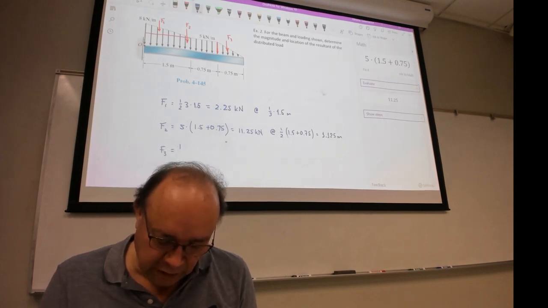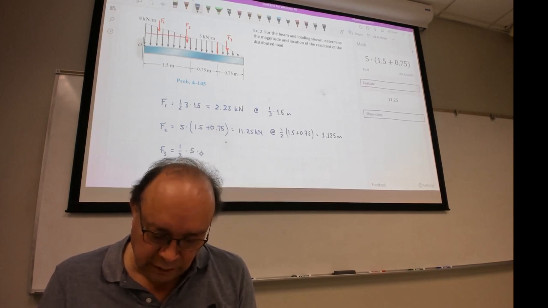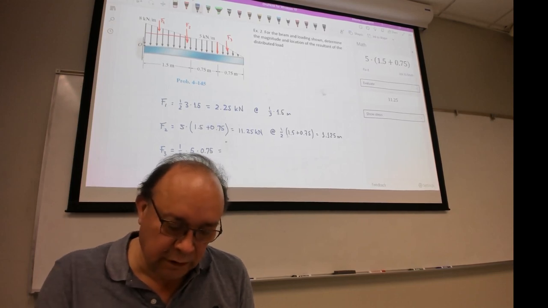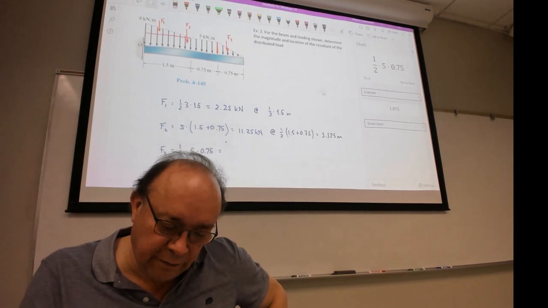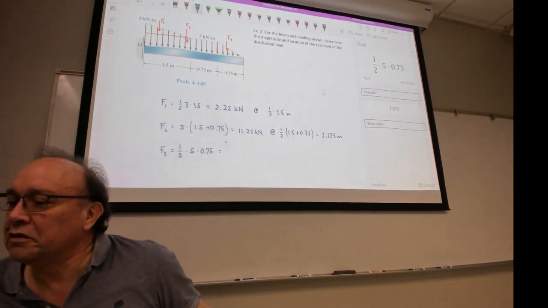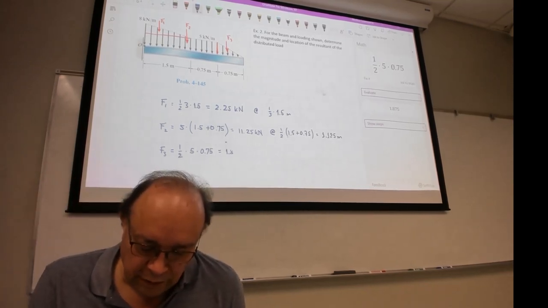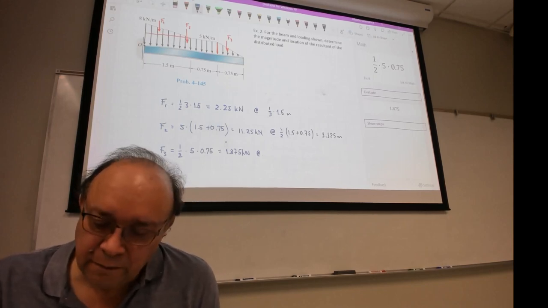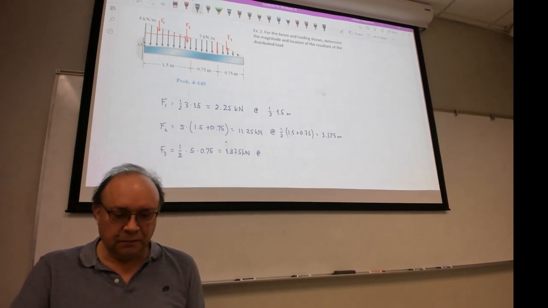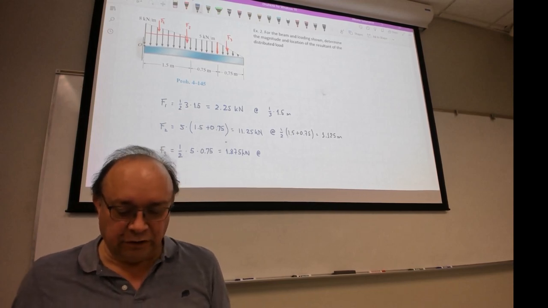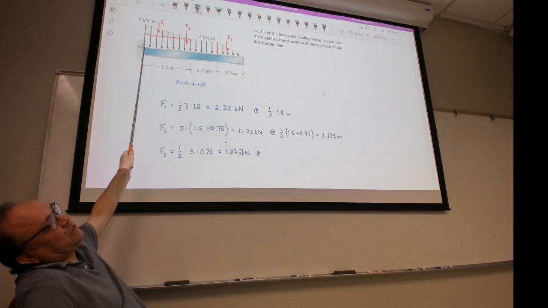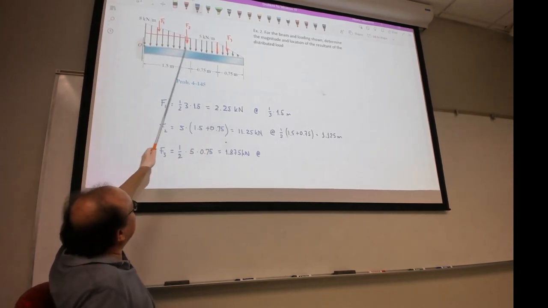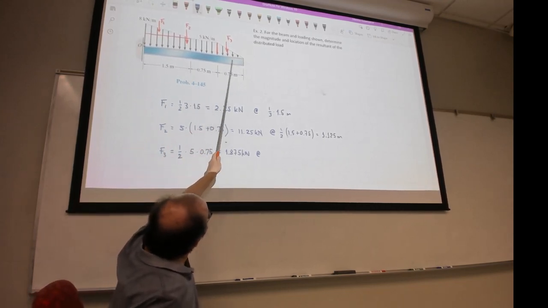F3. It's another triangle. So it's one half of what? 1.875. You got the same thing? At what distance? One third times 0.75. That will be 0.25, right? Shall I put 0.25? Is it the distance from this point? Because it's the moment of this force with respect to this point, so it's the total distance from this force to this point. It's the whole distance, so it's one third of this, 0.25.